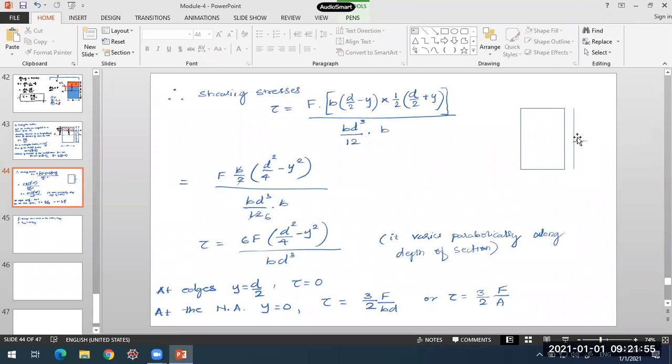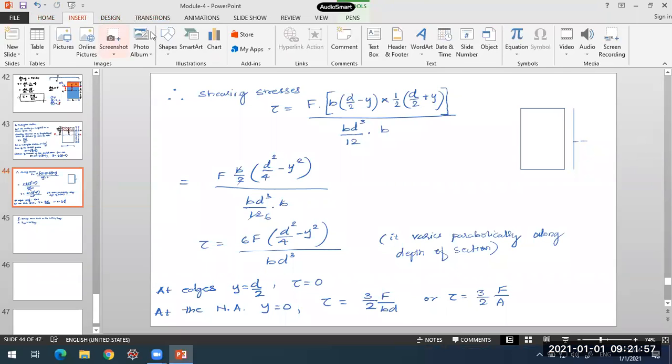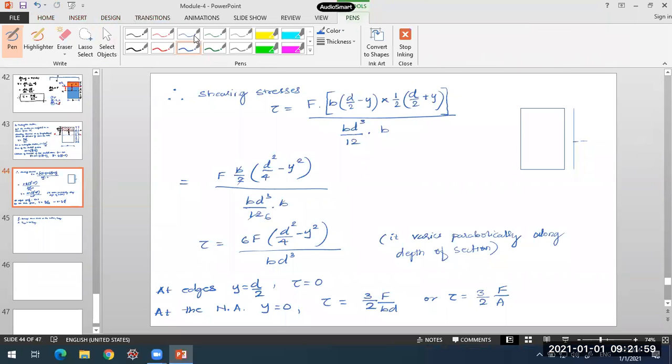I just show that some good example, but it varies. It varies parabolically at this point of time. Keep that in mind. It will be something like this. This is at the neutral axis, exactly at the neutral axis. So that is the variation of shear stress.